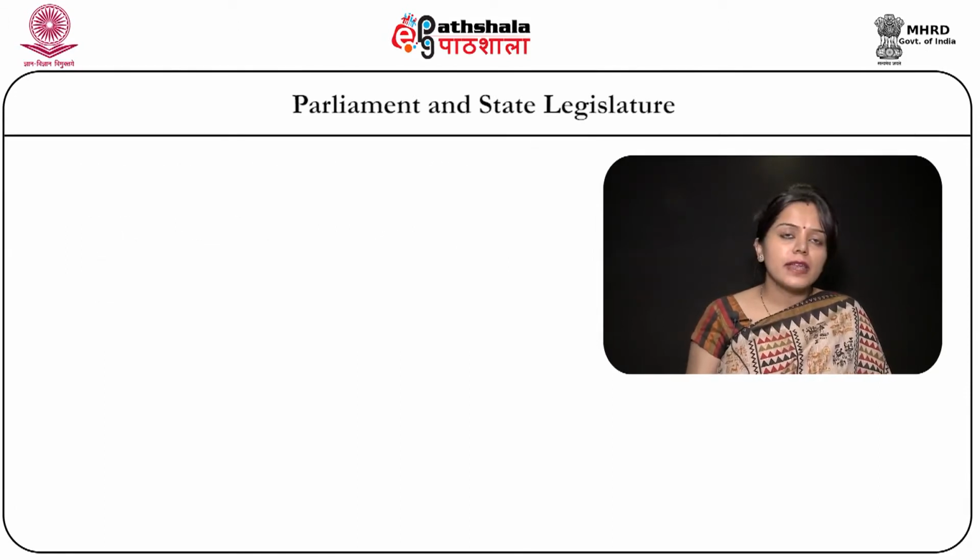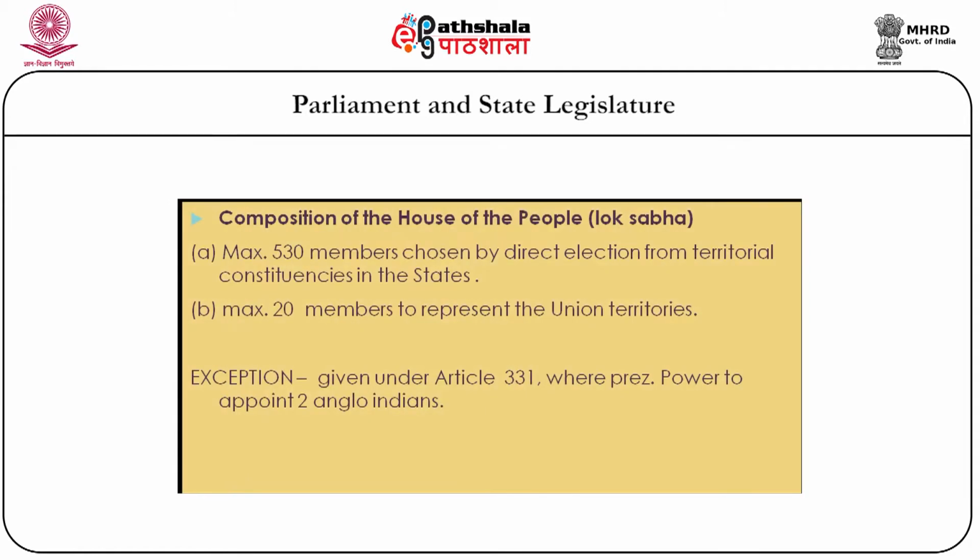So, the next composition of the House of People, the Lok Sabha, is a maximum of 530 members who are chosen by direct election from the territorial constituencies in the states, and a maximum of 20 members represent the UTs, meaning the number of UT representatives should be a maximum of 21.